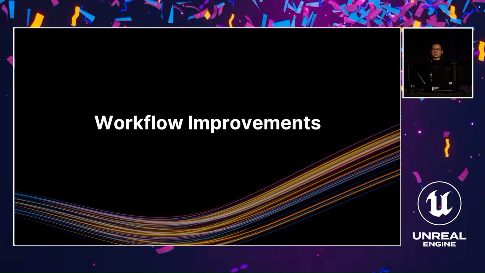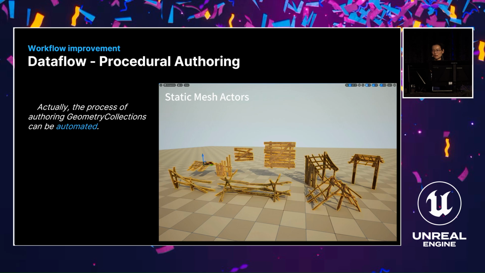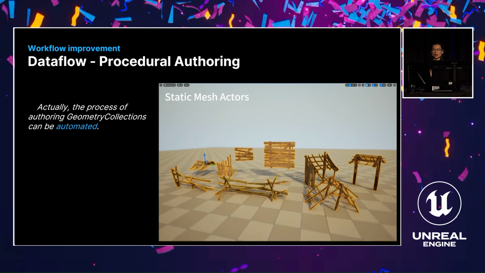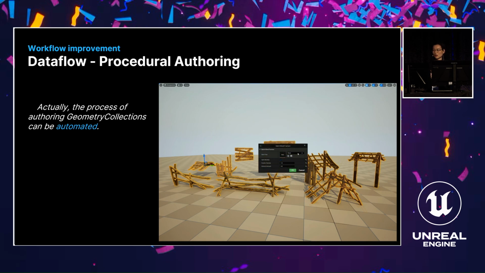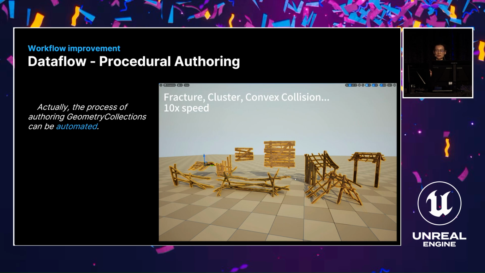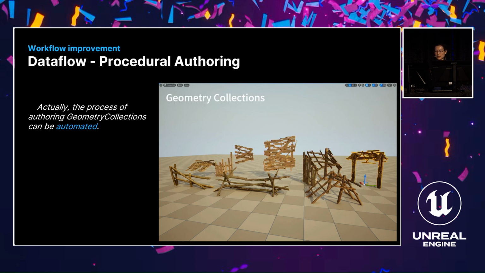Okay, so this is the last part of my presentation. I want to introduce some workflow improvements we have made in 5.4. I've talked about how to author and edit a geometry collection in the fracture mode. They have this amazing set of tools in the fracture mode, but still it's a tedious job to go through each asset, fracture it, cluster it, and so on. Actually, this process can be automated and batched.